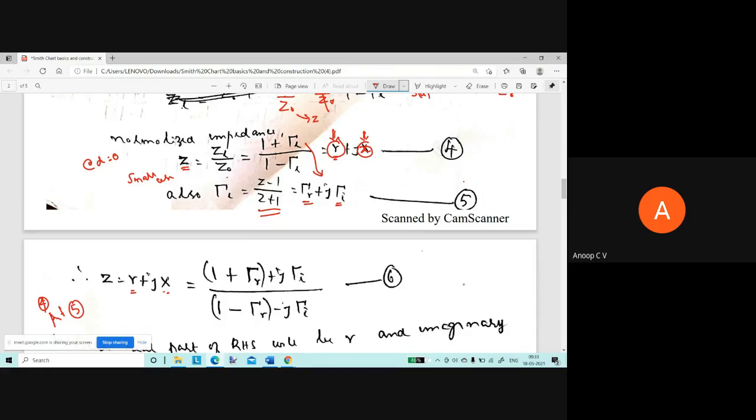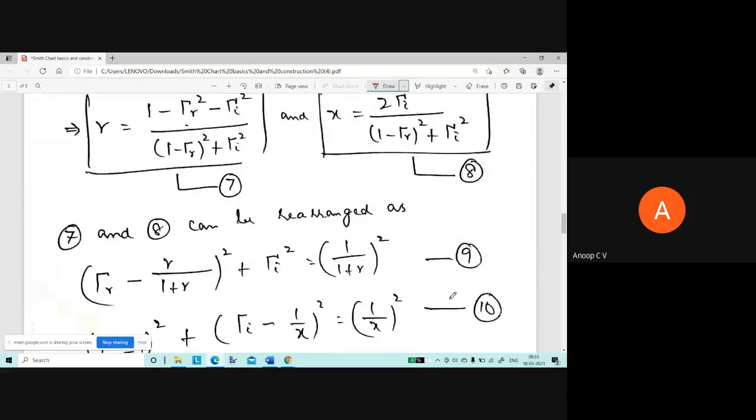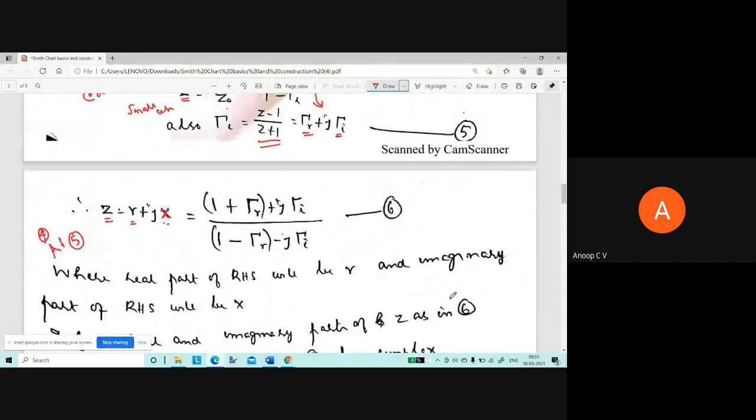If you put that, you will get small z, that is the normalized impedance, is equal to R plus J small x, that is equal to 1 plus gamma R plus J gamma I divided by 1 minus gamma R minus J gamma I. It's very straightforward, so I'm not doing that. We put 5 in 4, substitute gamma L is equal to this. So we are getting this now.